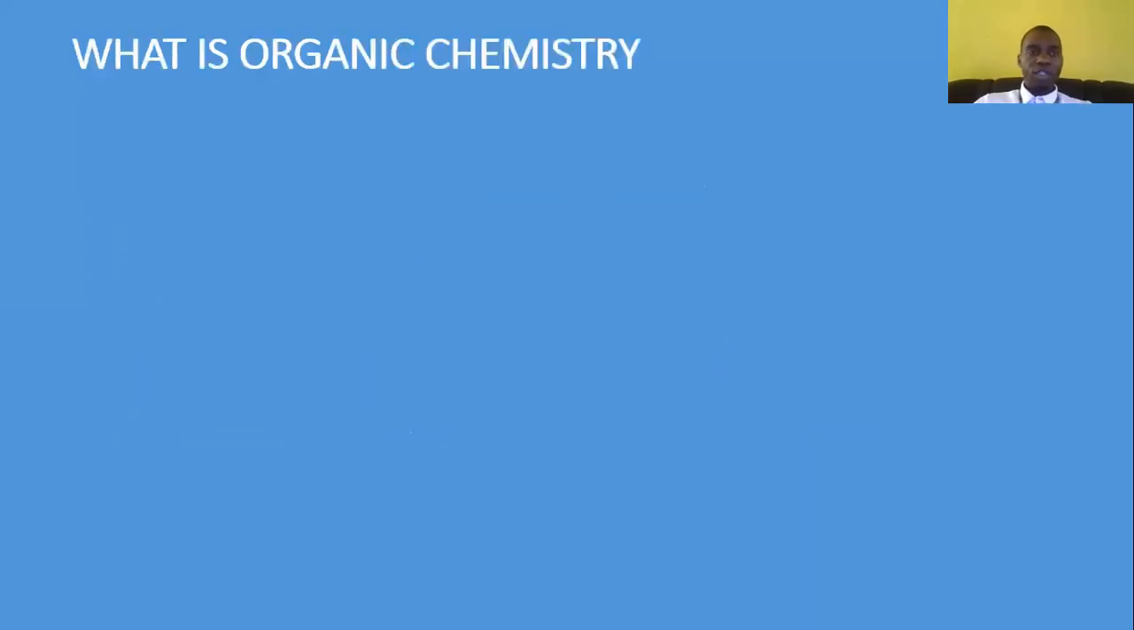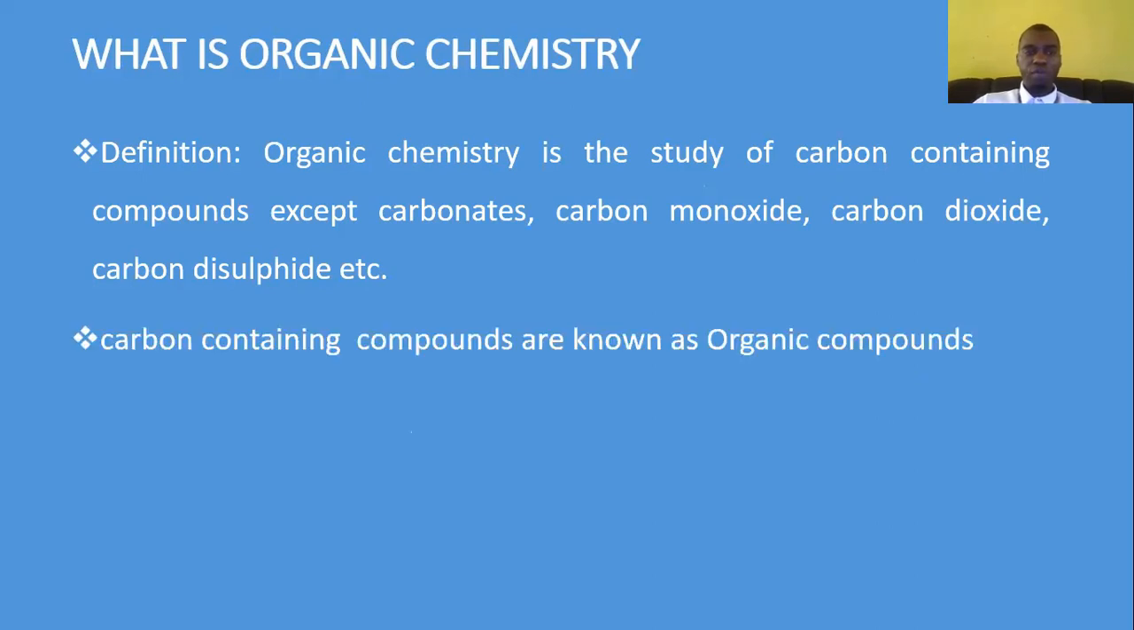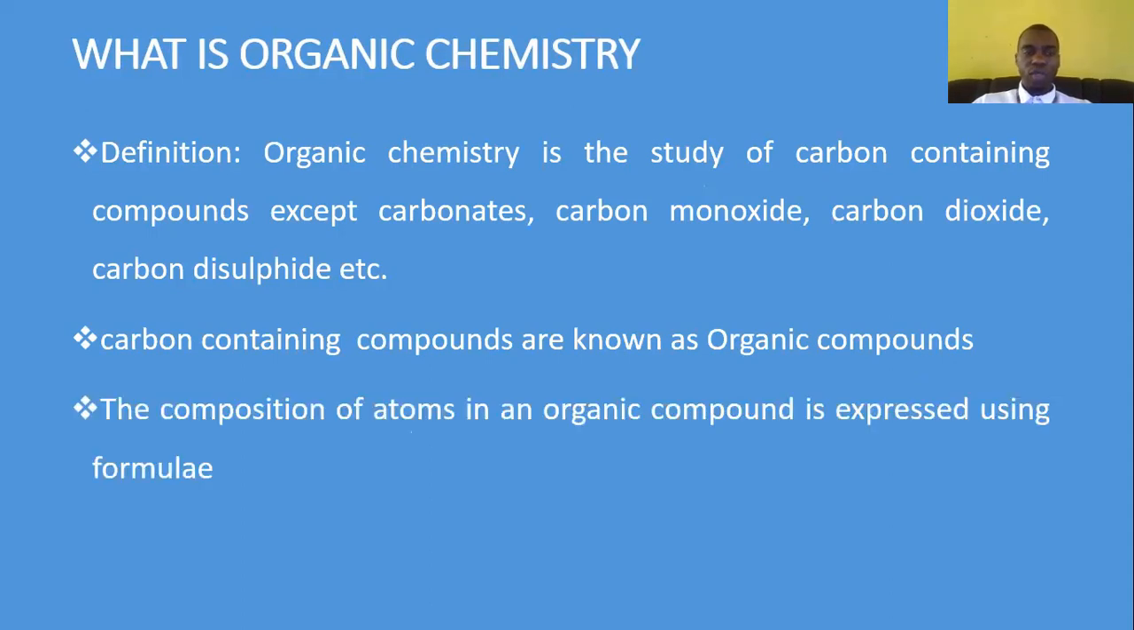For starters, let us define organic chemistry. Organic chemistry is the study of carbon-containing compounds, except carbonates, carbon monoxide, carbon dioxide, and carbon disulfide. Carbon-containing compounds are known as organic compounds. The composition of atoms in an organic compound is expressed using formulas. There are different types of formulas.